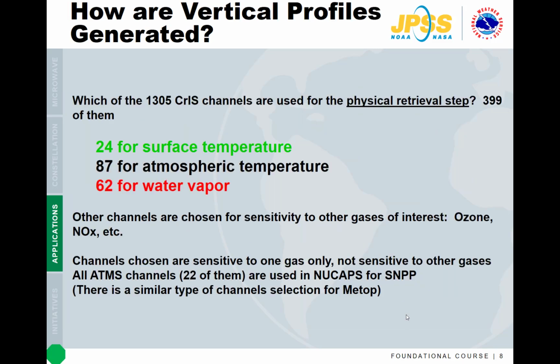CrIS and ATMS have many channels, and not all are used in the retrieval that creates the vertical profiles. There's a balance between adding information and adding computations. Two very close channels need not be included because they won't give independent information, but they'll still have to be processed. The channels chosen are those that are sensitive to only one gas, not to more than one.